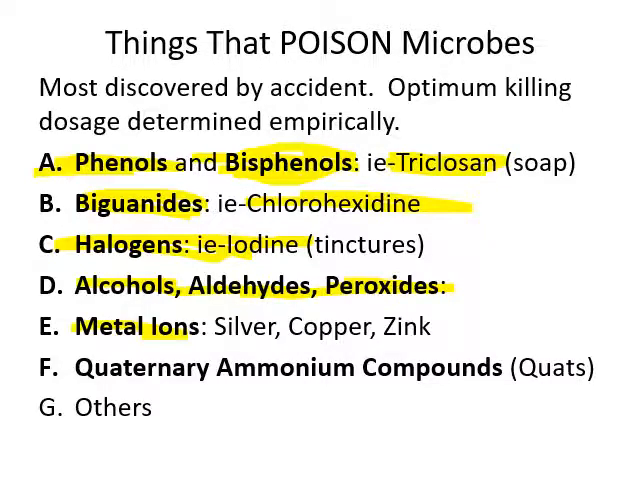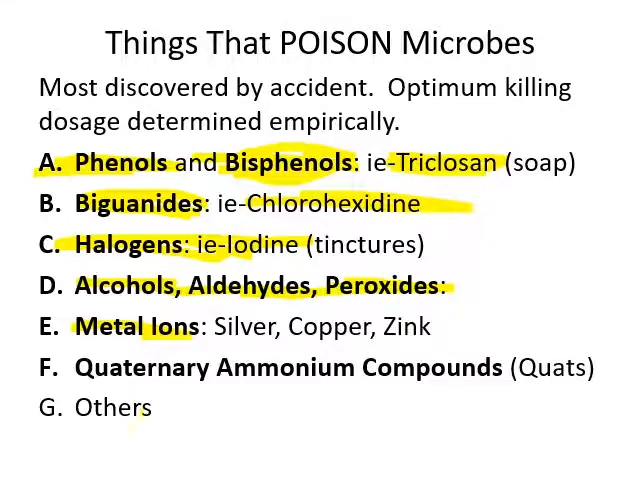Metal ions like silver ions, copper ions, and zinc ions will kill bacteria as well, and we'll talk about those. And then finally, there's a complicated class of chemicals called the quaternary ammonium compounds, which are based on the ammonium ion, therefore they're related to bleach. They're called quats. They kill bacteria as well.